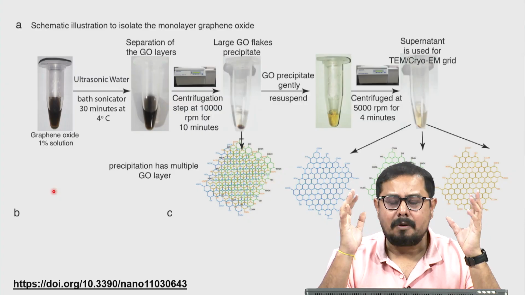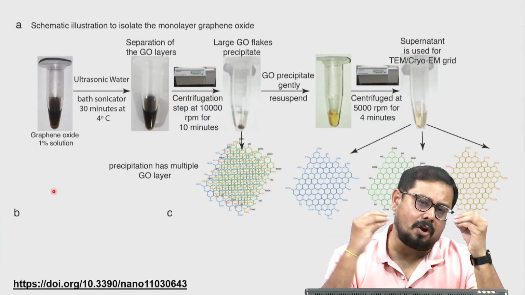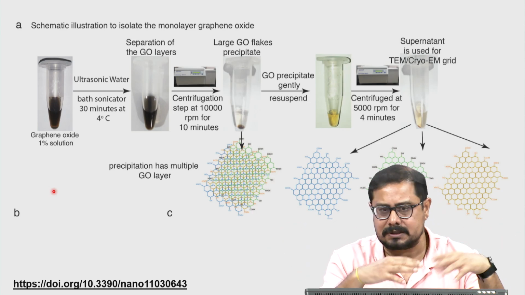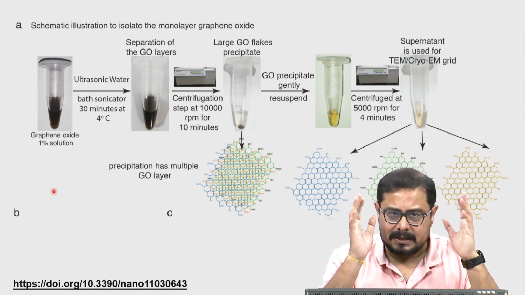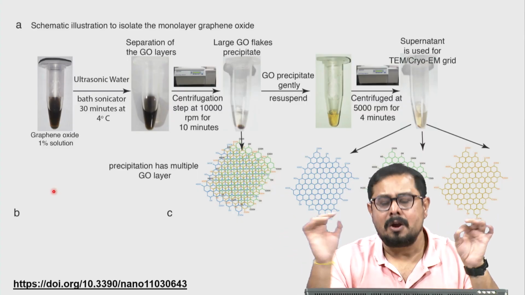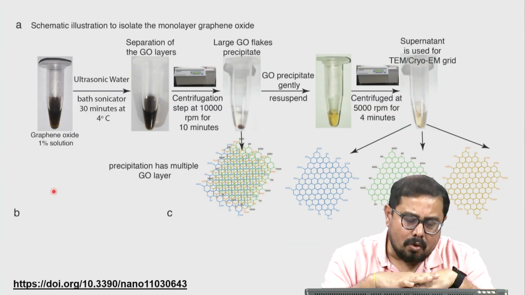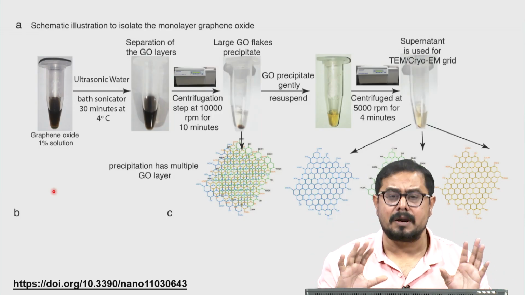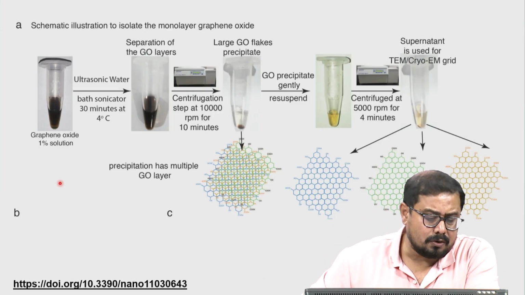That is one of our main targets. We are not focusing on how to synthesize graphene oxide or reduced graphene oxide or only graphene. Here our main target is to isolate that graphene monolayer or graphene oxide monolayer, coat our grid and do the imaging, and whenever we are doing the imaging, think about what kind of things we are going to focus on.